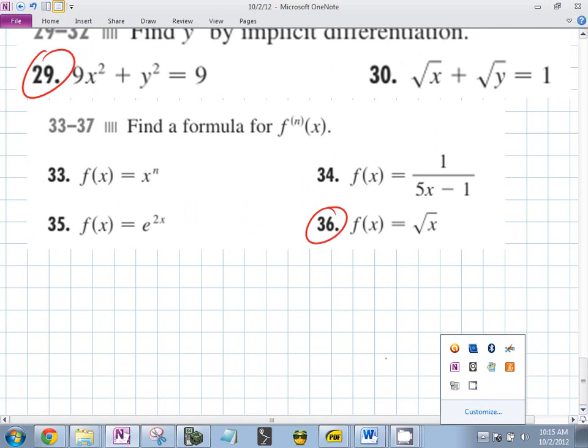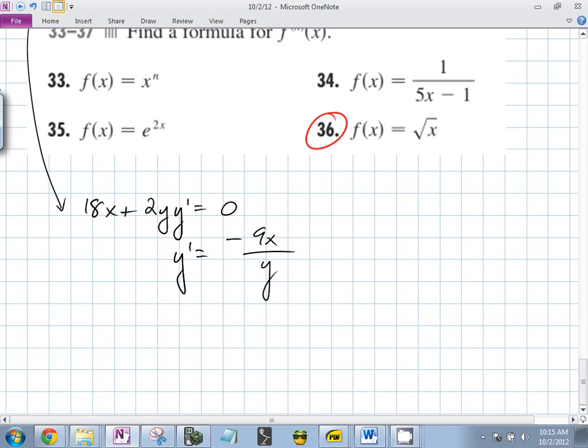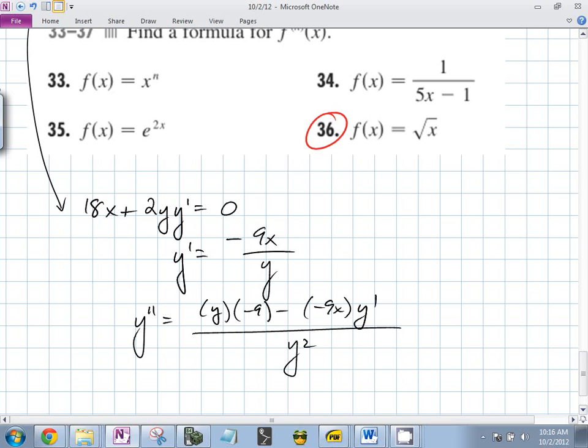So what do you do for 29? What do we have to find first, Carter? First derivative. Yeah, so can you read me what you get after you do the differentiation? 18x plus 2y, y prime equals? Yep. So what does y prime equal? Negative 9x over y. Now what do you use? Y double prime is equal to low d high minus high d low all over y squared. Do we know what y prime is equal to?